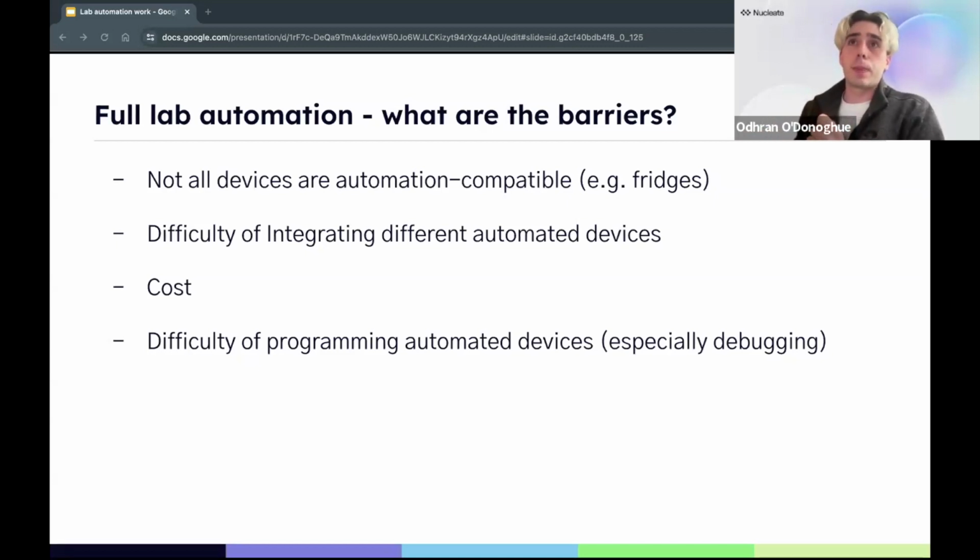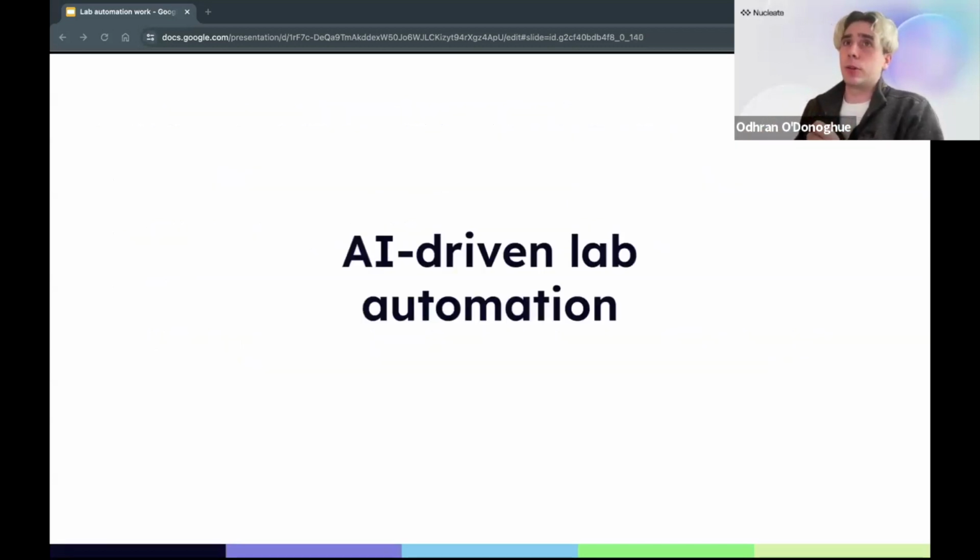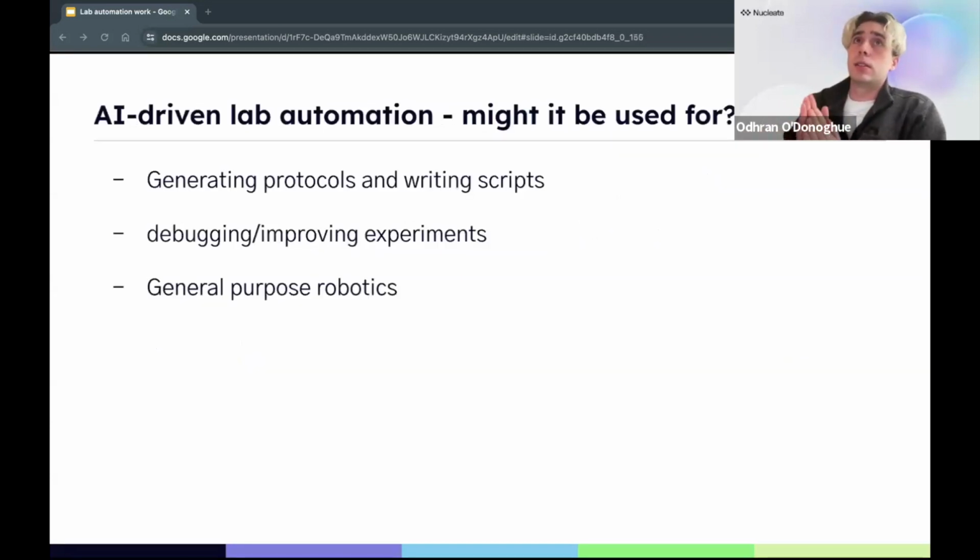So let's talk about AI-driven lab automation. What might the AI be used for? Generating protocols and writing scripts. This is probably the lowest hanging fruit. We can get AI to help us write how to do science.